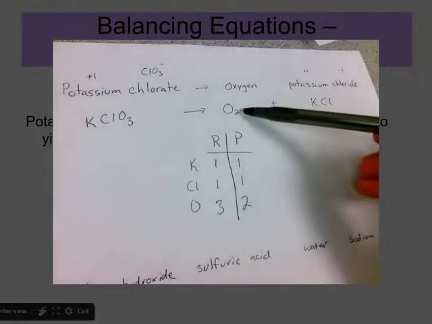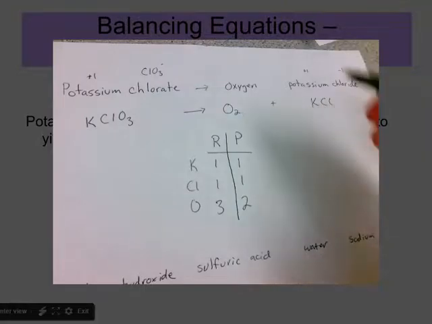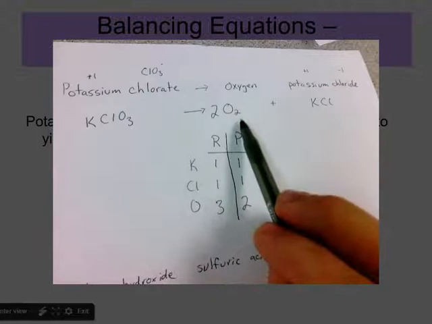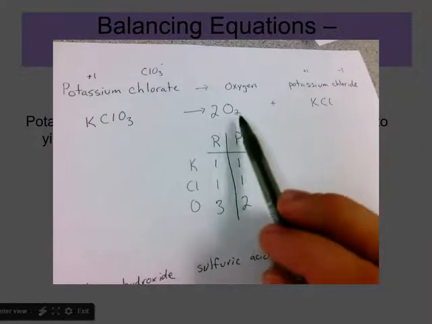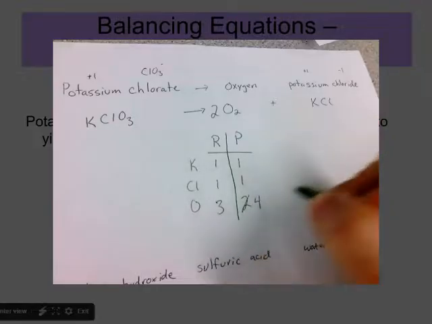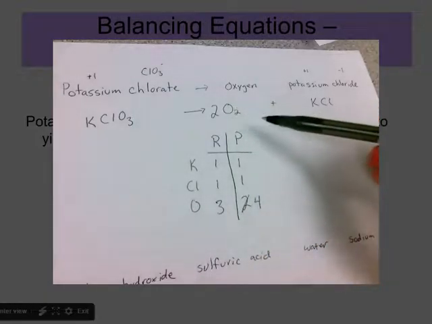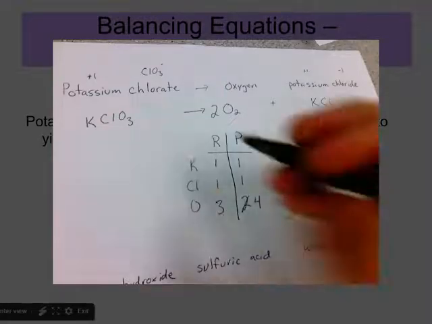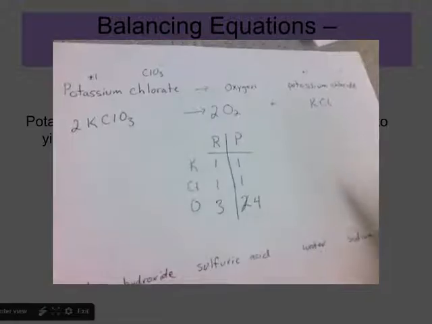We have less on this side, so let's add another coefficient on this side. So I'm just going to add a 2, even though I can kind of tell that that's not going to quite get me to where I need to go, but we'll start with 2. And that changes this to a 4 on the product side, because now we have 4 oxygens. So now we need more oxygen on the reactant side. So I'm going to have to add a 2 over here.